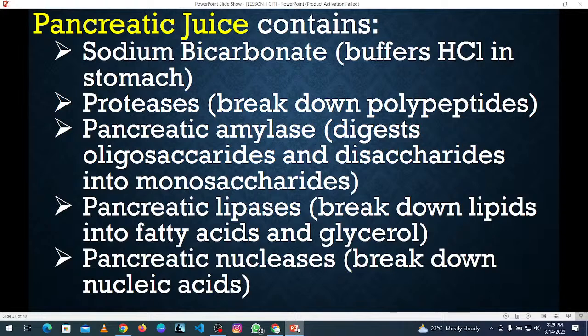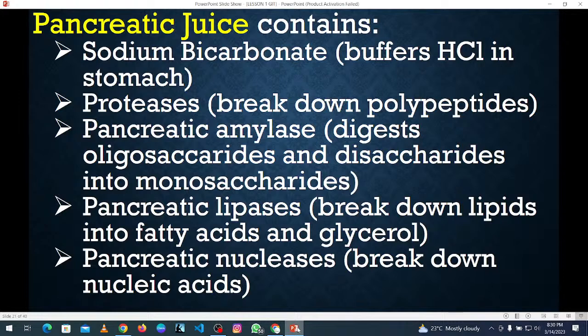So what sodium bicarbonate simply does is that the food that comes from our stomach, which is acidic, is changed to alkaline by this sodium bicarbonate. And we have what is known as protease, which helps in the breakdown of polypeptides.